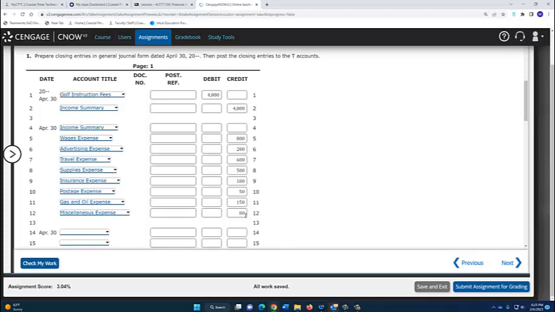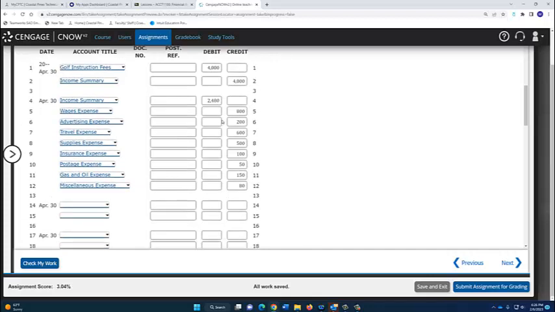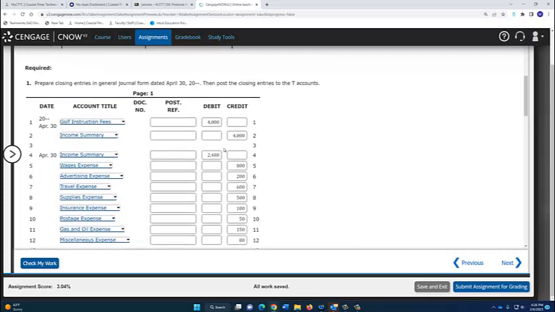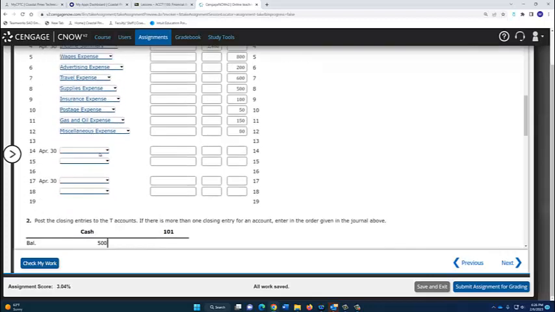Okay, I'm going to now add these up, and I'll get 2480. So this entry will close out all the expense accounts. Now what I have left in income summary, I have a credit of 4,000 and a debit of 2480. If I subtract those two, I'm getting a balance of 1520 in my income summary account, and that represents a net income. So what we're going to do is close income summary now to capital.